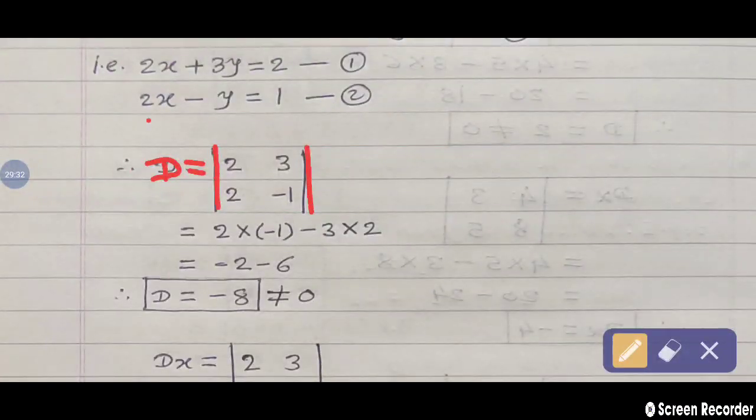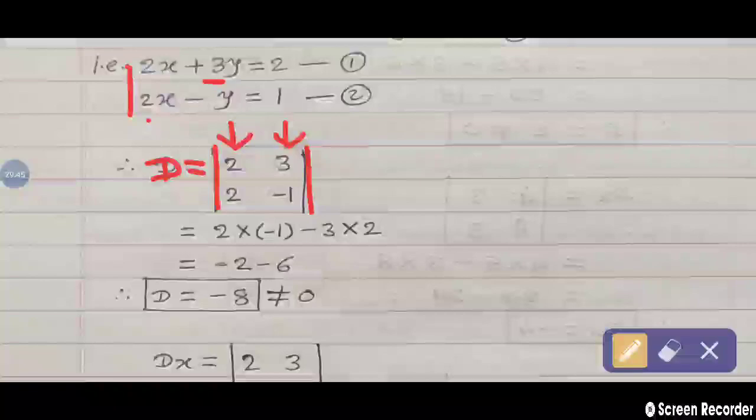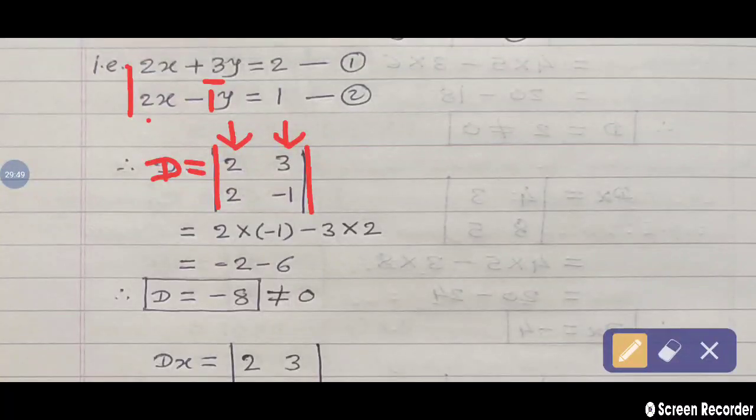Coefficients of x, 2 and 2, that is in the first column, clear? And in second column what we write? That is coefficients of y, plus 3 and here minus y. How many y's are here? Nothing is there, means minus 1y. So minus 1, 3 and minus 1.